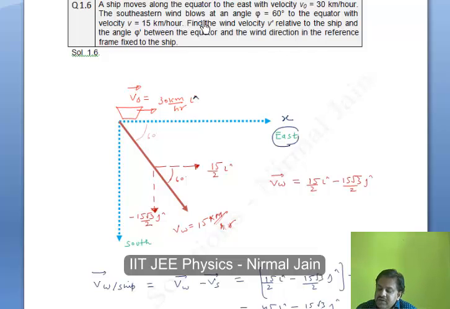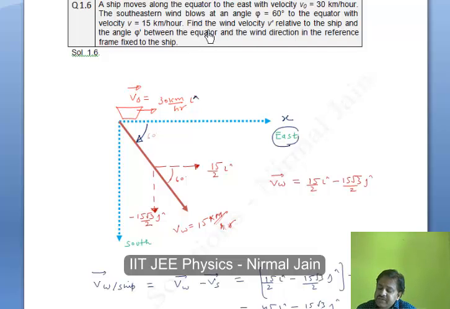The southeastern wind blows at an angle of 60 degrees to the equator. Southeastern, south is here, east is here. So the southeastern wind at an angle of 60 degrees like this blows with a speed of 15 km per hour.